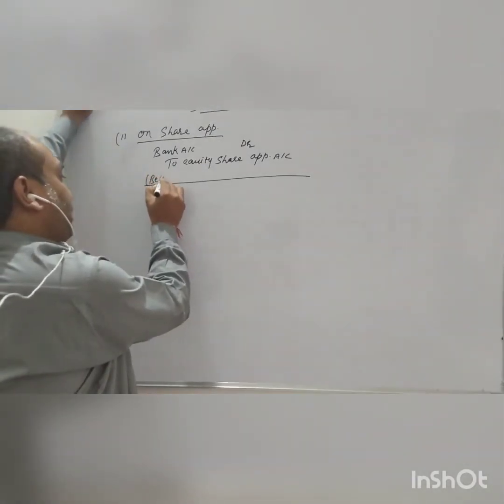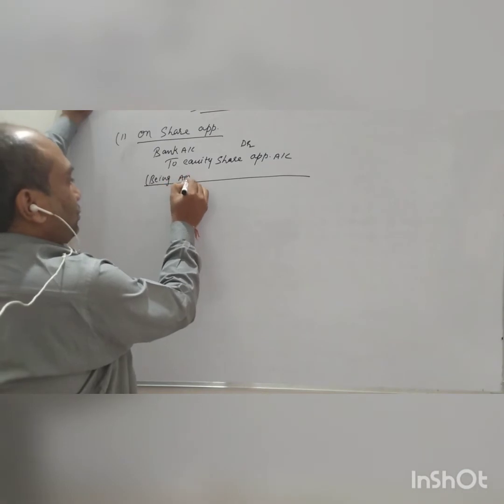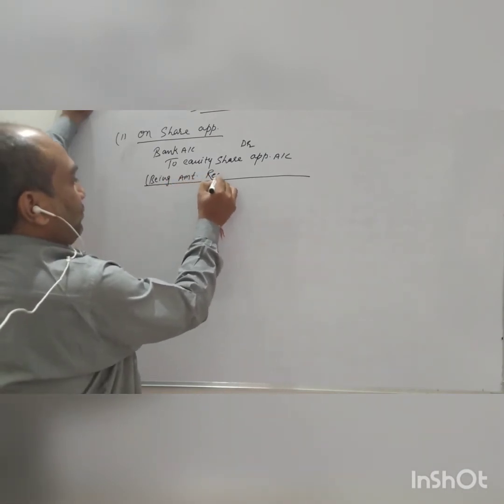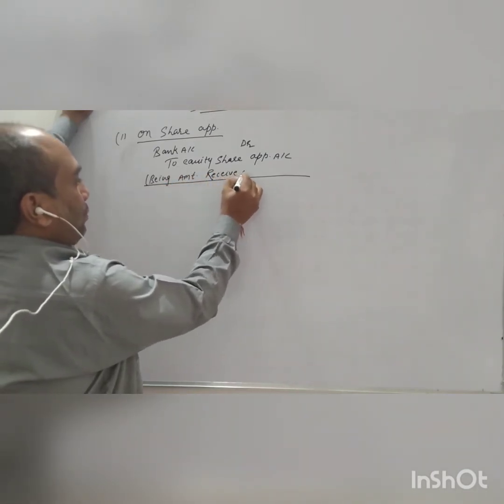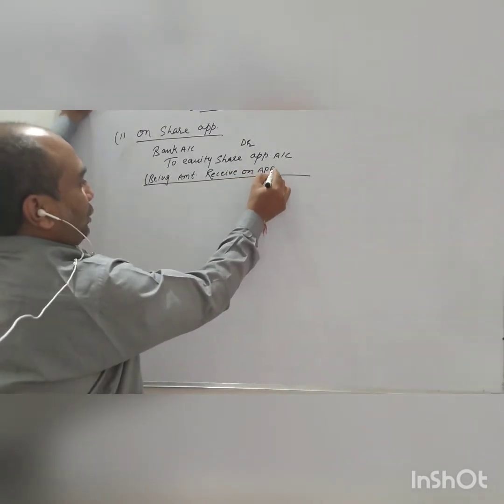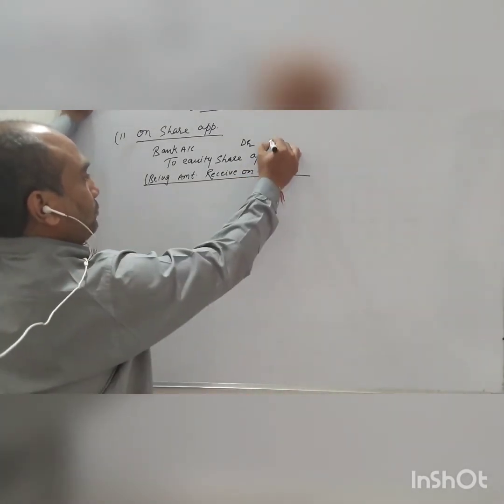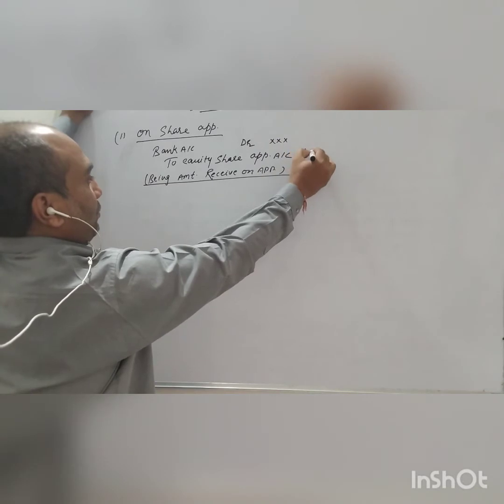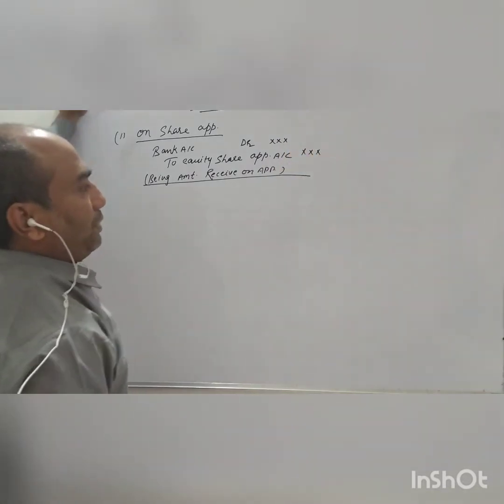Being amount received on application. Here the amount will come on the debit side and the credit side.